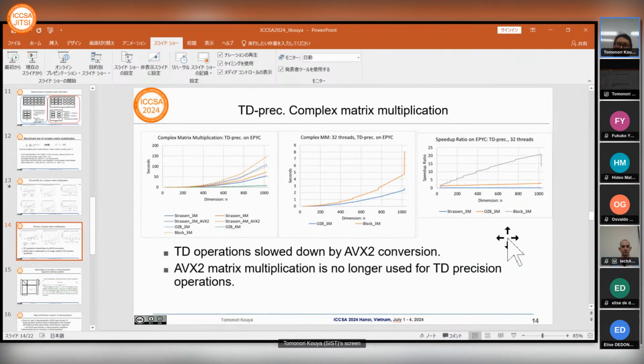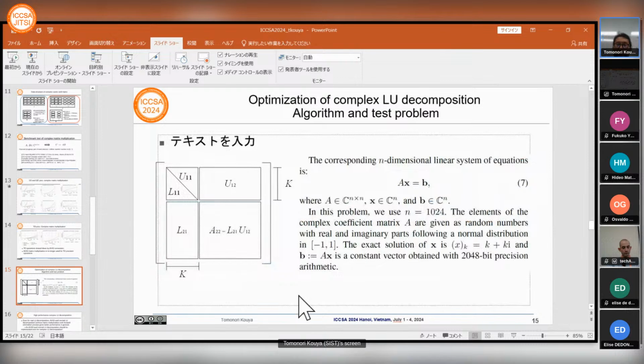But in triple-double precision arithmetic, simulation slows down the performance of triple-double complex matrix multiplication. So in triple-double precision arithmetic, we avoid using AVX2 simulation in complex matrix multiplication. So we explain the optimization of complex LU decomposition.